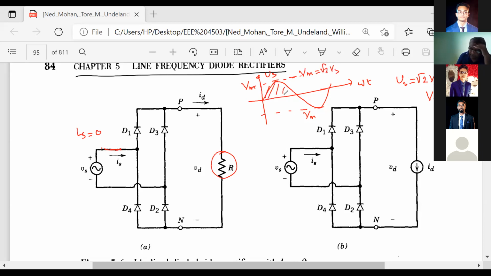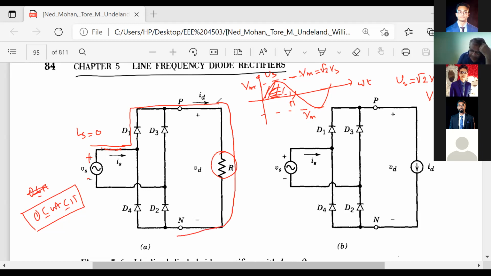Okay, for the first half cycle, up to pi, the input voltage is positive, right? So if the input voltage is positive, the current should follow this way: through D1, then it goes like this, comes back here, and goes back. So this is the current path of your ID. Is it okay? Yes, sir.